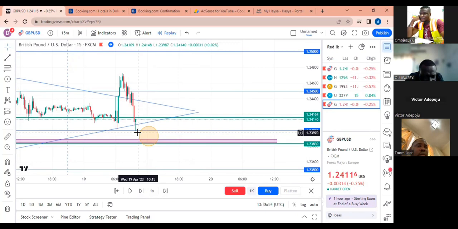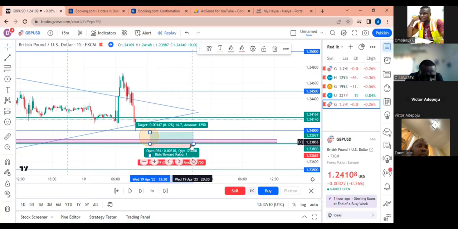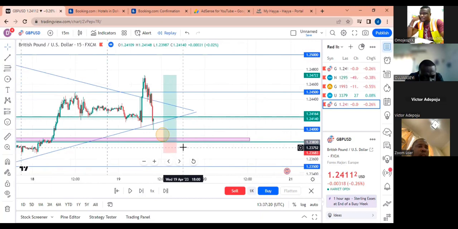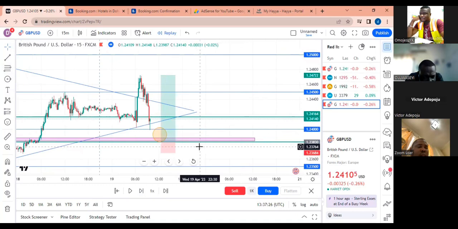And so we have our low of the week here, we have the psychological level, we have the trend line here. So if I'm to take this trade, I'll be waiting for my buy here. It's a very tight stop loss, just below the low of the week. So I'll be waiting here.